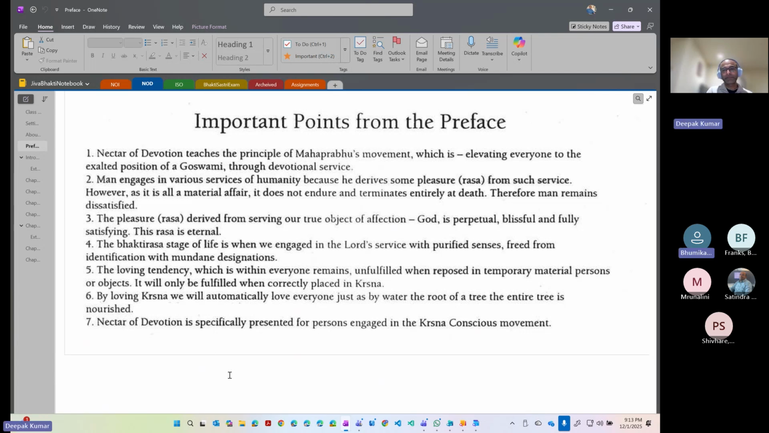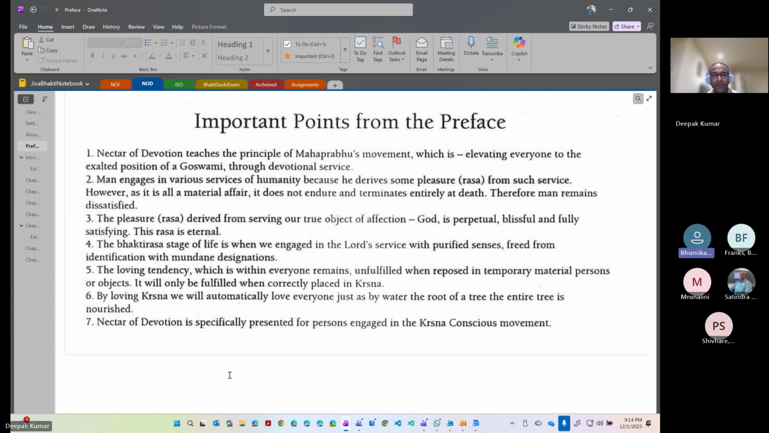Important points from the preface. Nectar of Devotion teaches the principle of Mahaprabhu's movement, which is elevating everyone to the exalted position of a Goswami through devotional service. Man engages in various services of humanity because he derives some pleasure from such service. However, as it is all a material affair, it does not endure and terminates entirely at death. Therefore, man remains dissatisfied. The pleasure, rasa, derived from serving our true object of affection, God, is perpetual, blissful, and fully satisfying. This rasa is eternal.